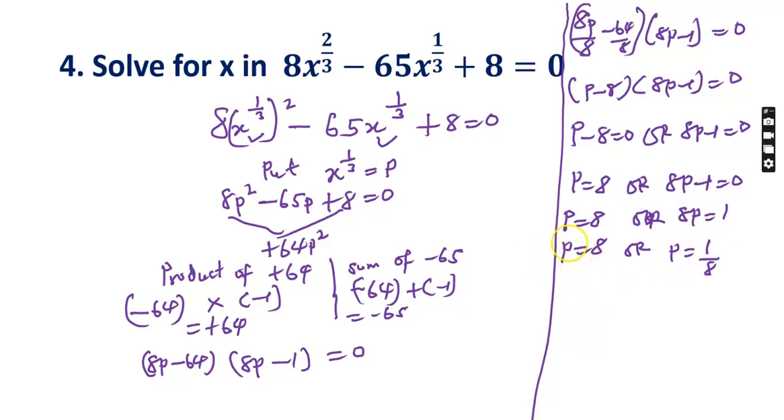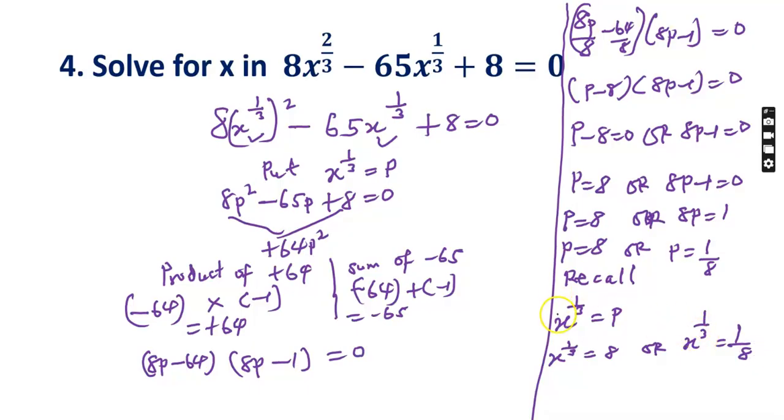We are not asked to find p, we are asked to find x. I only introduced p. So I'll just recall that s raised to power 1 over 3 is the same thing as p. So I'll put the value of p now. That's s raised to power 1 over 3 equals 8, or s raised to power 1 over 3 equals 1 over 8.